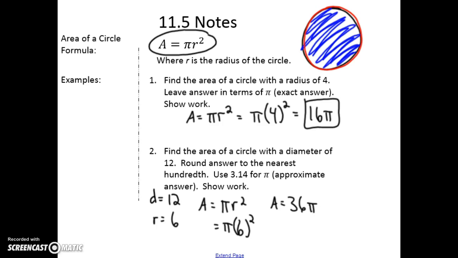Now we want an approximate answer, and we're going to use 3.14 for pi. If you use your pi key on your calculator, that's okay as well. But if you use 3.14, you get 113.04. If you use your pi key on your calculator, that's actually a more accurate answer, and it's probably a little better answer, if it's even different at all when you round to 2 decimals.